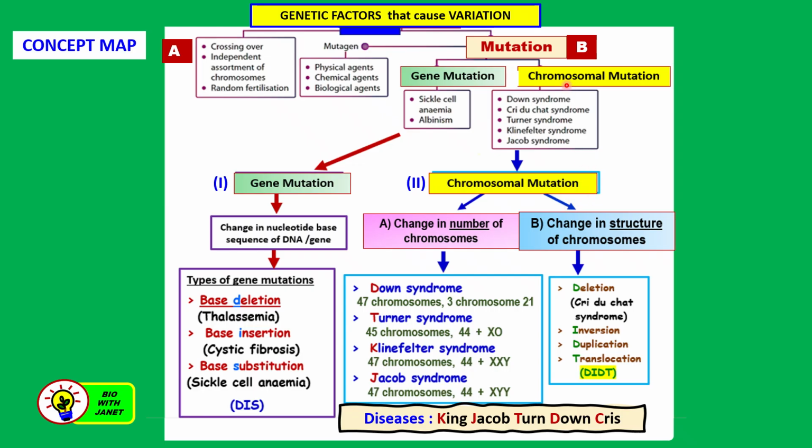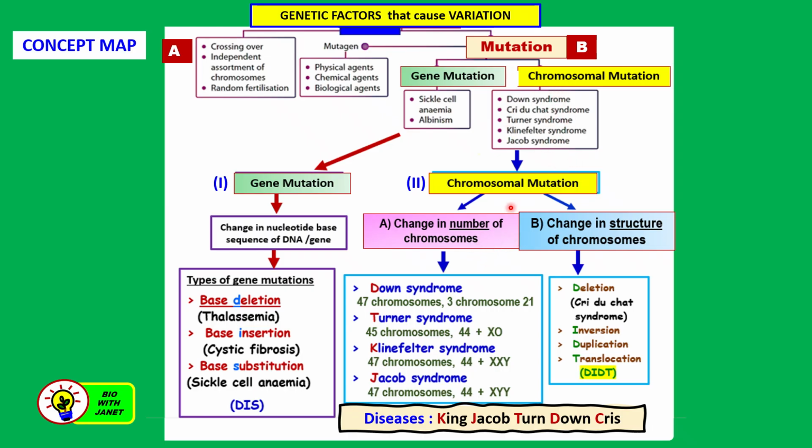All right. So the 5 diseases that will be discussed are Down syndrome, Cri-du-Chat syndrome, Turner syndrome, Klinefelter syndrome, and Jacob syndrome. Now I will give you the acronym for this, and also we will get some memory tips to remember the facts about these syndromes. So continue to view, and then you will see the memory tips on all these, which will help you to remember all these syndromes.